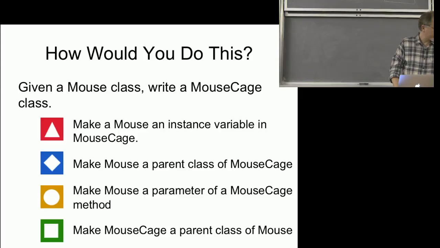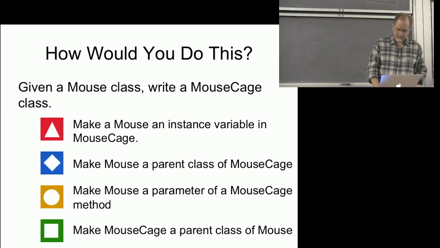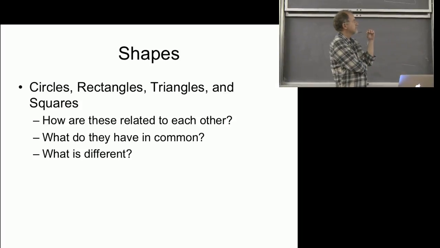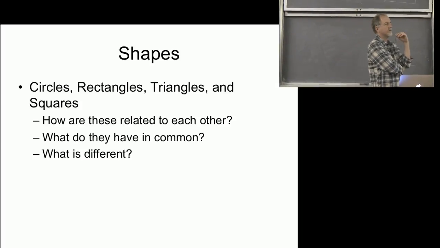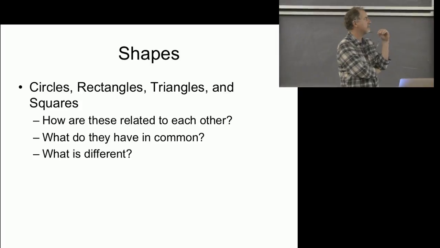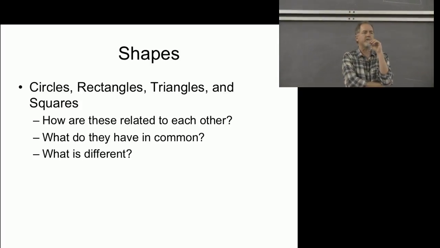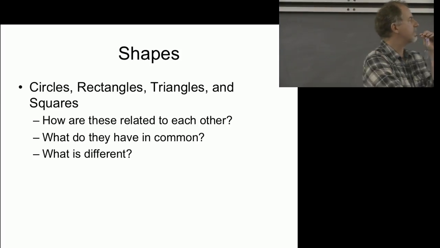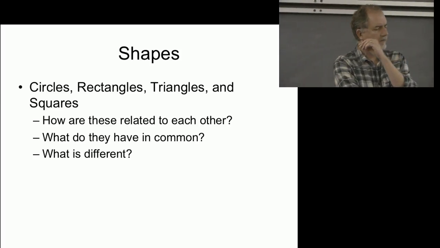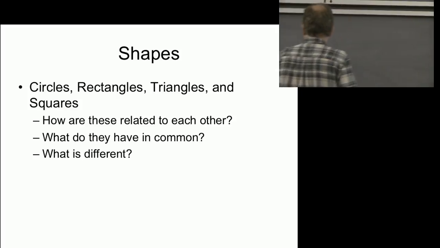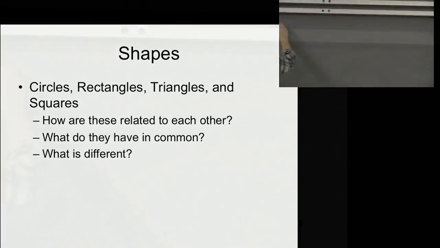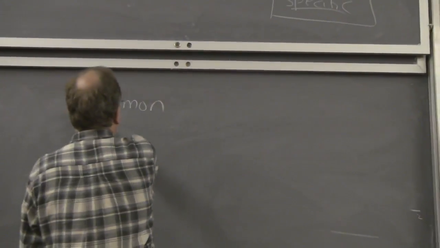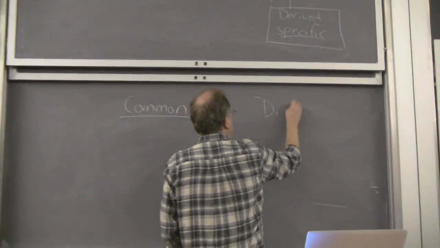Now, let's talk about shapes for a second. So some shapes you can imagine: circles, rectangles, squares, triangles. How are they related to each other? What do they have in common? What's different? So, common things, different things.